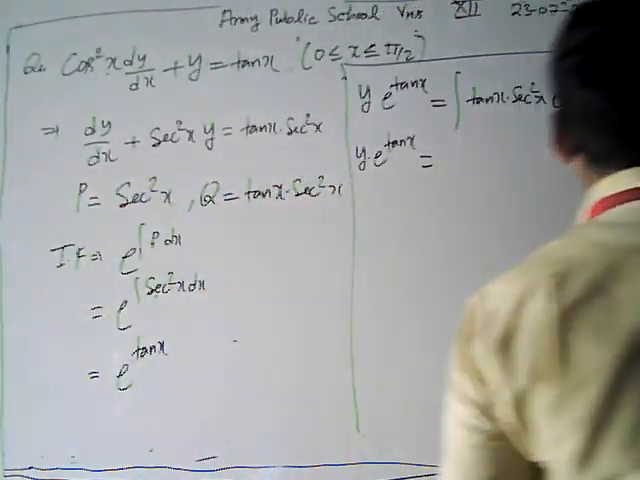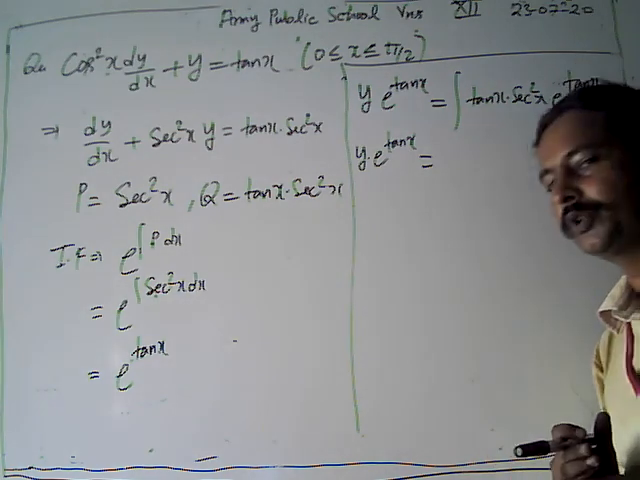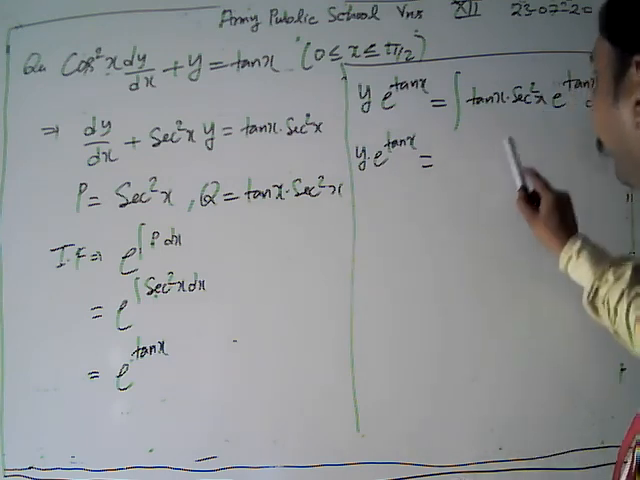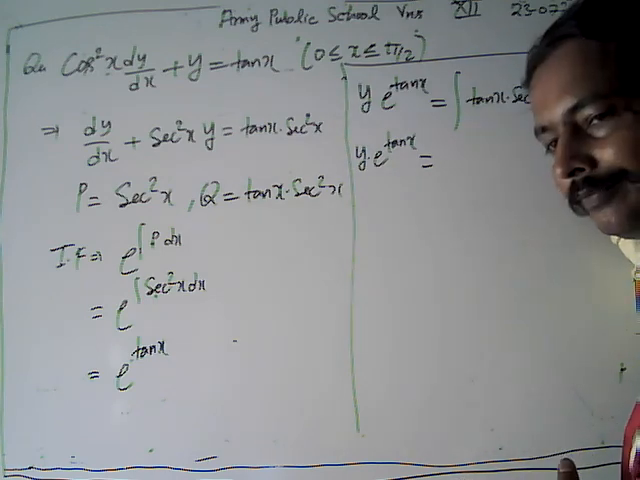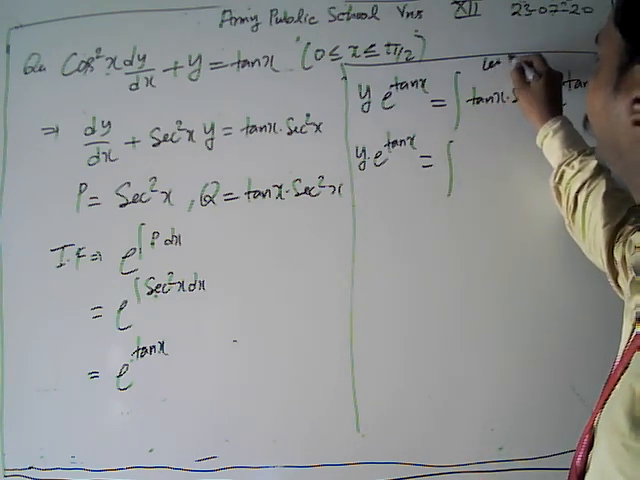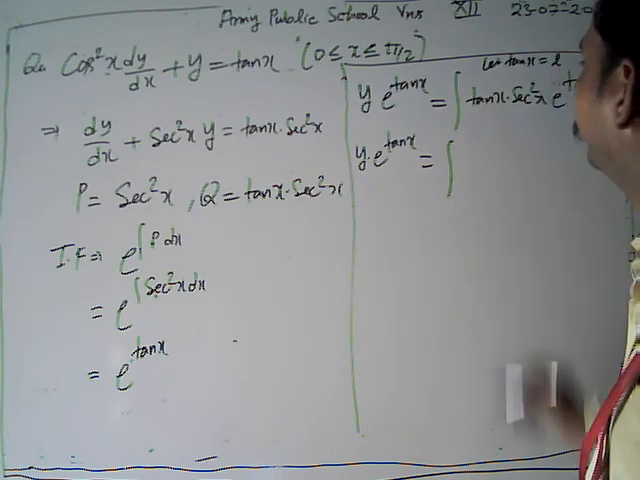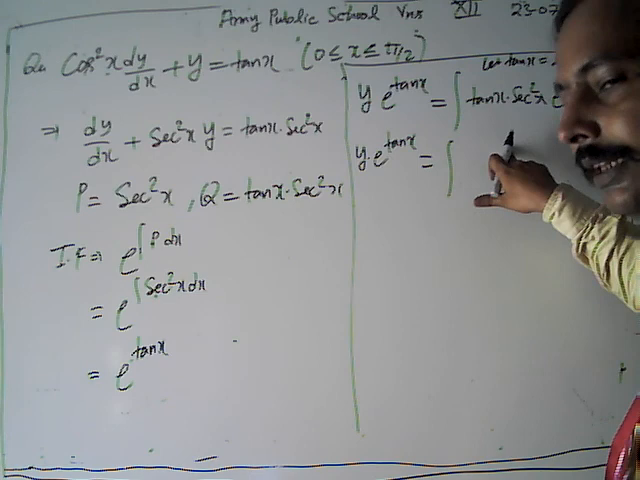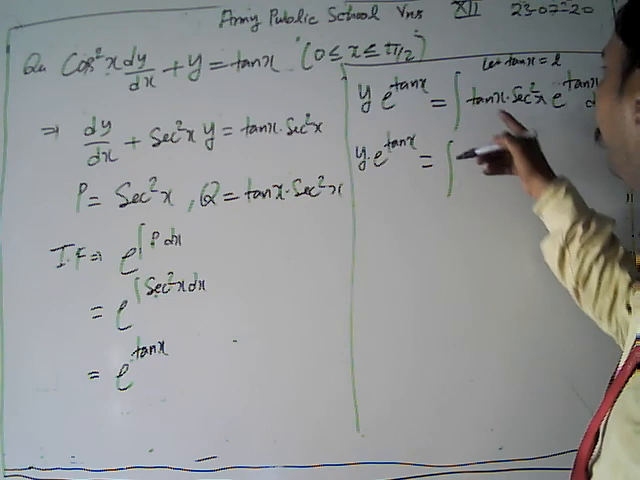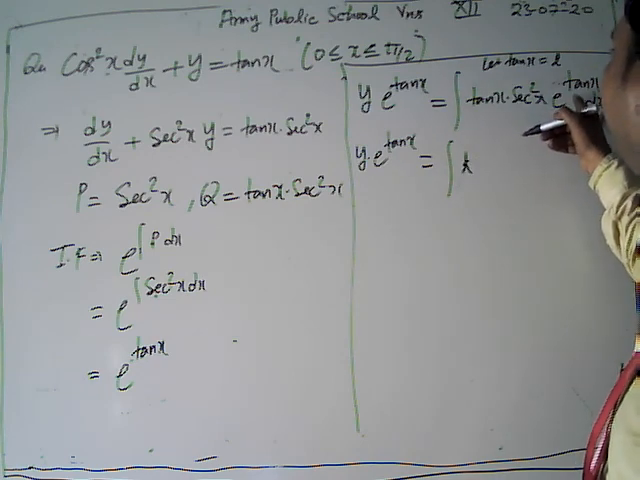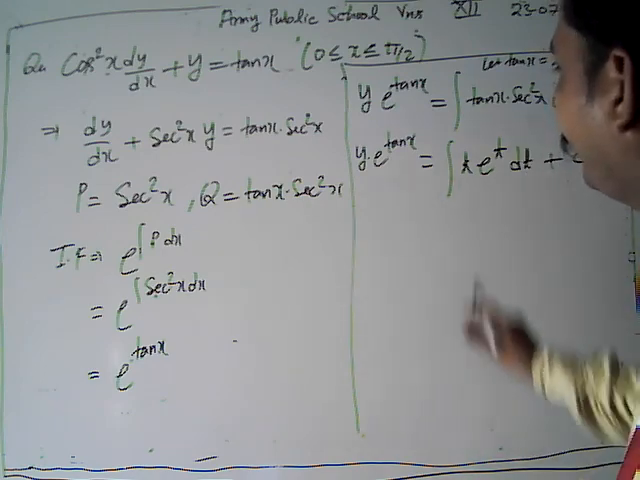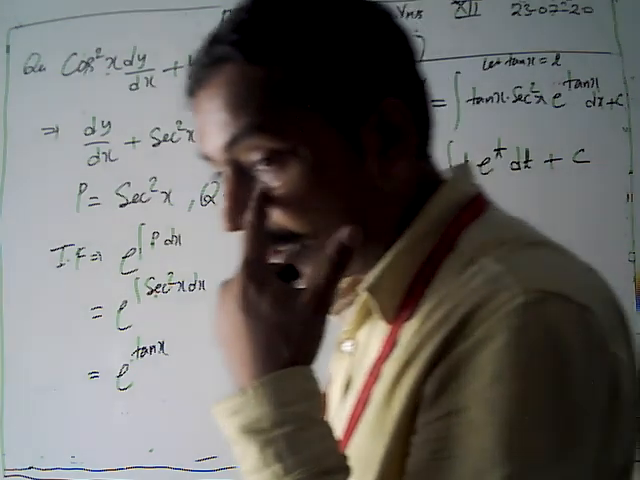Then we are going to use the substitution procedure. We take tan x equal to t. When we take tan x equal to t, then what happens? Our sec square x dx is dt. Now it converts to t into e to power t dt plus c. Now we have the integration of t into e to power t plus c.